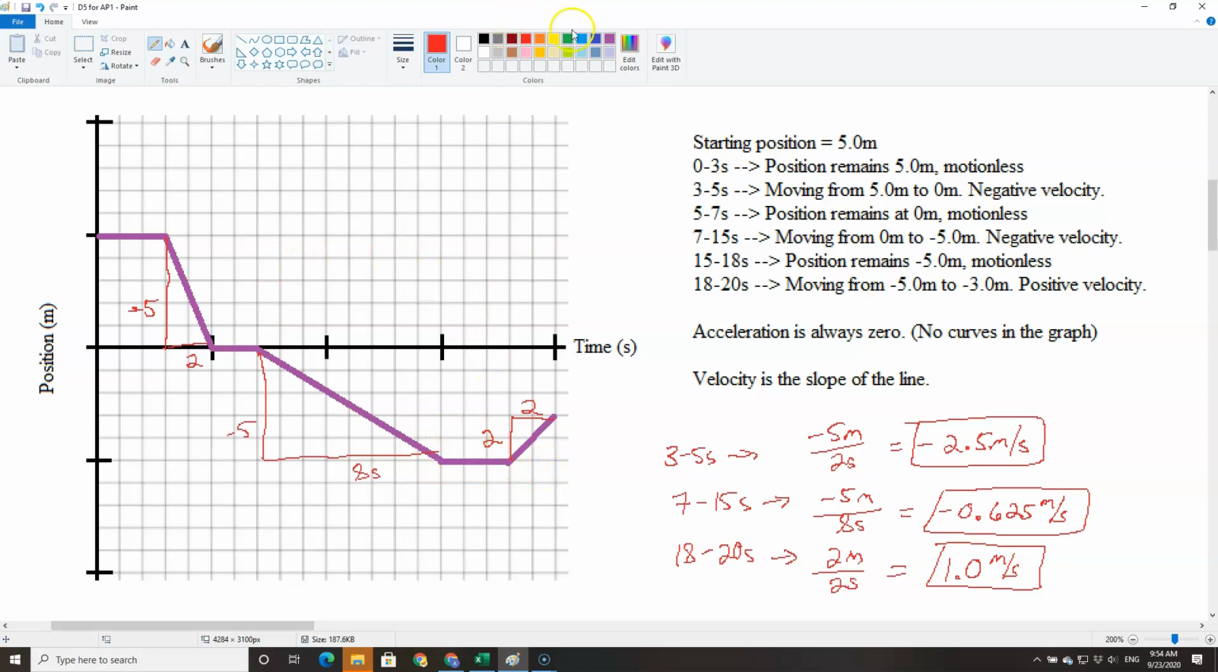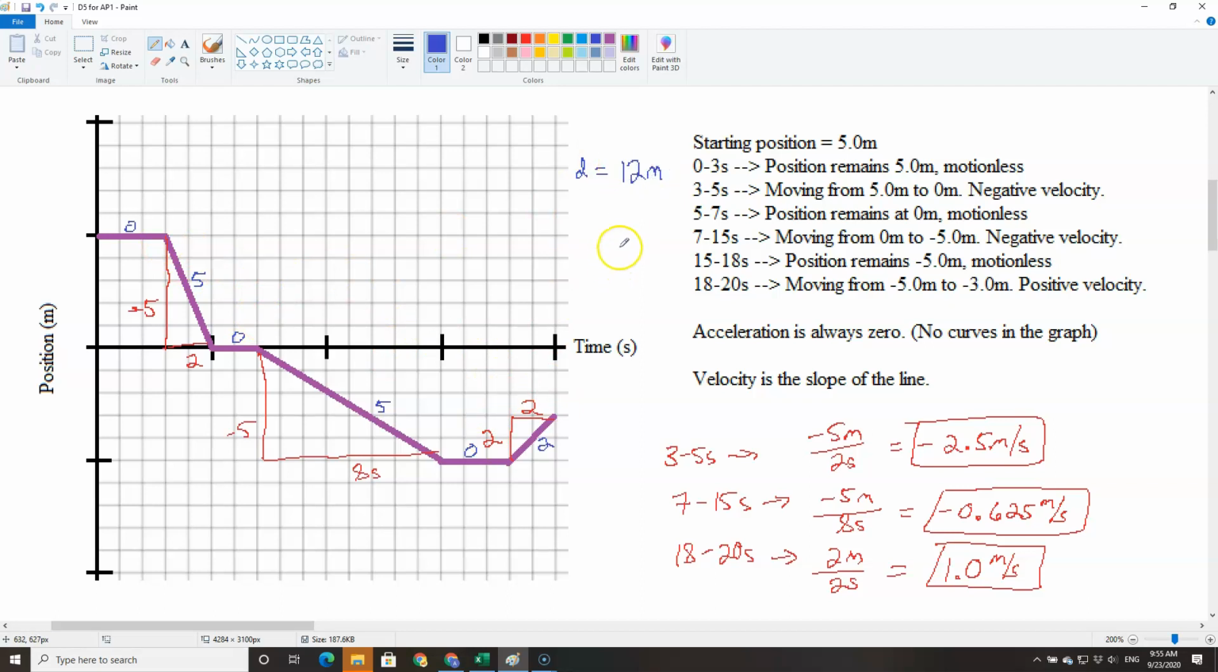Other questions you'll typically get asked is, what was the distance traveled? So if we look at the distance traveled, for the first 3 seconds, we traveled 0 meters. Then the next 2 seconds, we traveled 5 meters. And then we traveled 0 meters. And then another 5 meters. Then 0 meters. And then finally 2 meters. So my distance traveled would be 0 plus 5 plus 0 plus 5 plus 0 plus 2, or 12 meters.